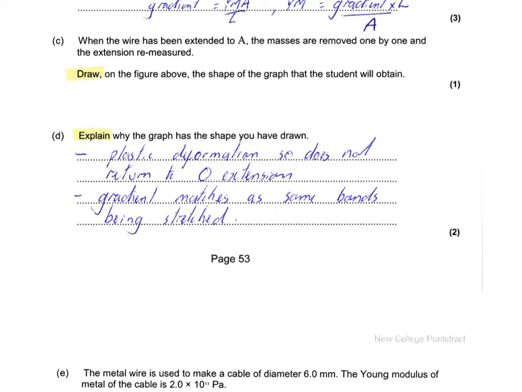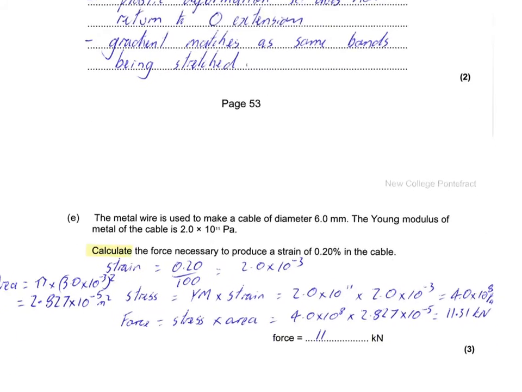Explain why the graph is the shape you have drawn. Two marks here, simply one for saying plastic deformation. We've got plastic deformation, so we do not end up back at zero extension. And the idea of the gradient matching, because it's the same bonds in the metal that have been stretched and unstretched. There's just been a realignment in between, so we're going to have the same gradient for that reason.